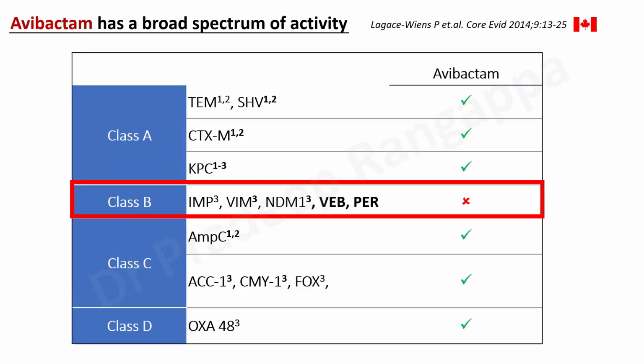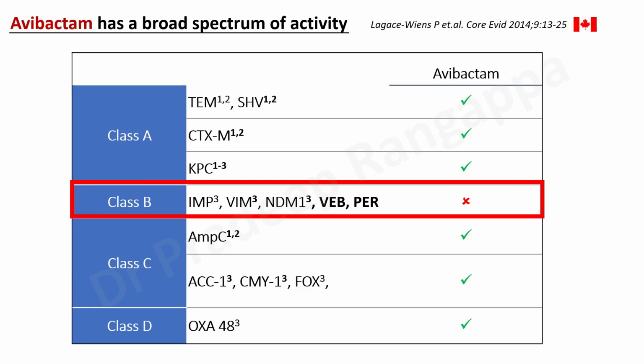So what is important for the audience is this one. This slide is very important because this avibactam, what we are talking about, is active against class A, class C, class D. So for all the trainees, you can remember it is effective against all these enzymes which belong to class A. And the common class A, you can remember, is KPC, what we commonly see. Class C, we see commonly AmpC, and class D is OXA-48. But it is not effective against class B, which is NDM, VIM, IMP, and whatever you see.